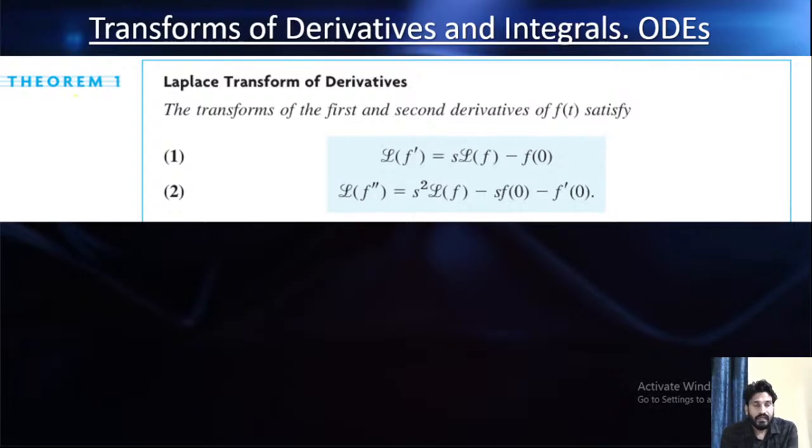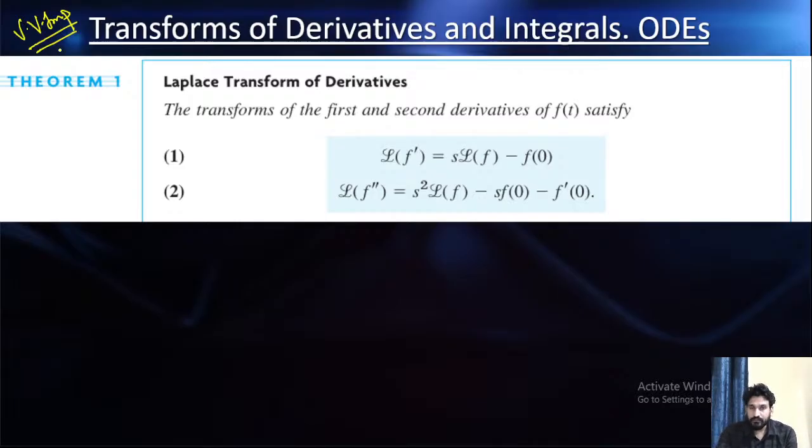Now, this is my transform of derivatives and integrals and ordinary differential equations. This is also, guys, very important in the IPC. There is a huge use of the Laplace transform of the derivatives. So please pay attention here, and that is how we solve all these type of problems.